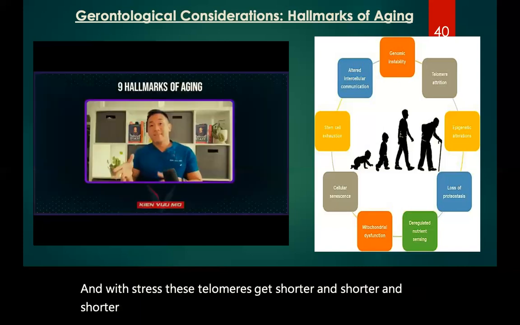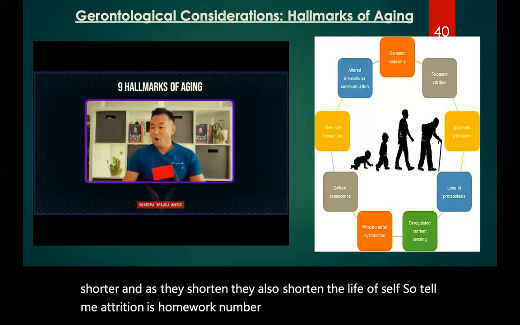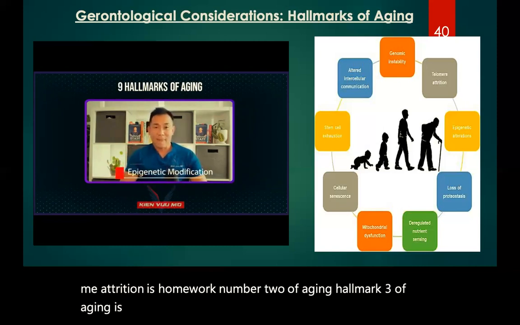And as they shorten, they also shorten the life of a cell. So telomere attrition is hallmark number 2 of aging. Hallmark number 3 of aging is epigenetic modification.